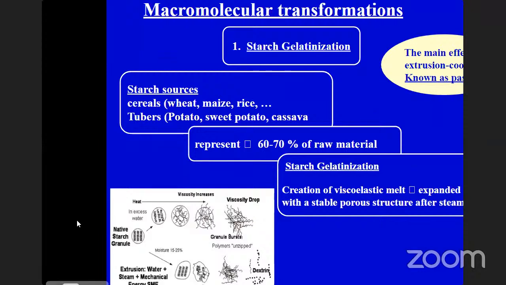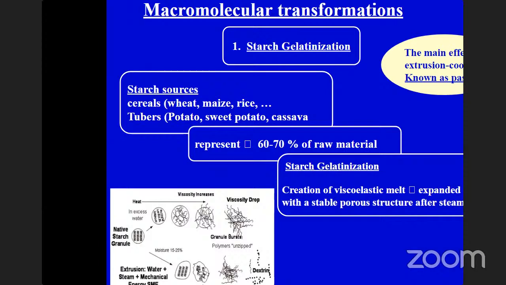Now let's discuss some molecular transformations which happen during the extrusion process. We have many types of transformations which take place during extrusion cooking. The first one is starch gelatinization. Starch gelatinization is the main effect of extrusion cooking.